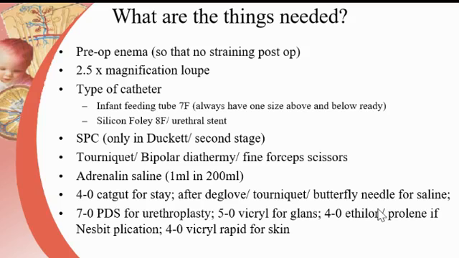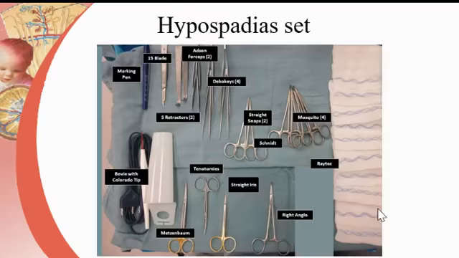My suture materials: usually it is 4-0 catgut for a stay suture, and after degloving, we have to apply the tourniquet and then do an artificial erection test. So we need a butterfly needle with saline for injecting into the corpora or glans to do the artificial erection test. I prefer 7-0 PDS for urethroplasty, 5-0 Vicryl for glans closure, 4-0 Ethilon or Prolene if I do a Nesbit plication, and 4-0 Vicryl Rapide for the skin. So these are the routine materials which are written in the Cardex the day before.